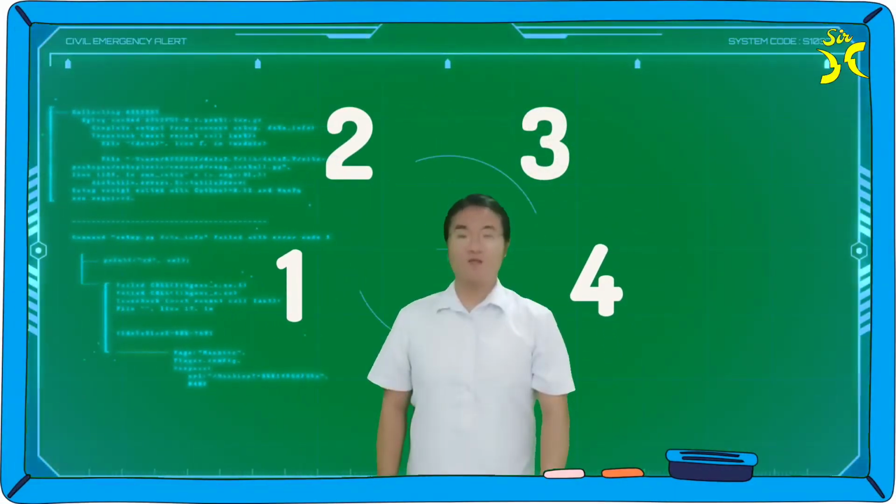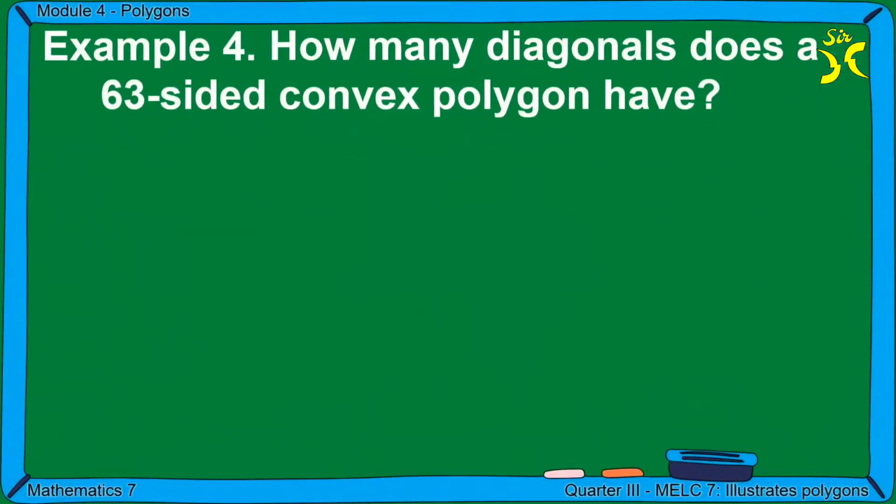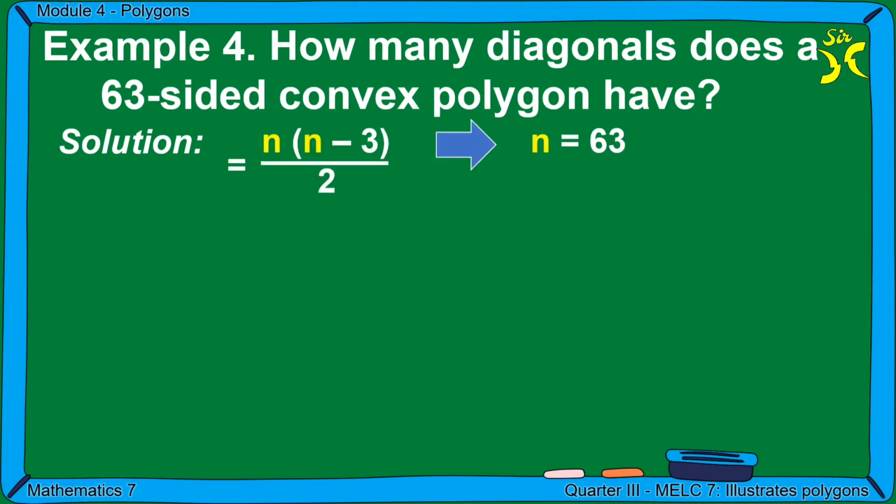Now let's have example number 4. How many diagonals does a 63-sided convex polygon have? For the solution, we'll be using the formula n multiplied by the quantity n minus 3 all over 2, where n is equal to 63. Then let's substitute.